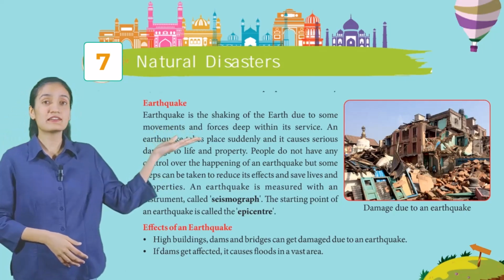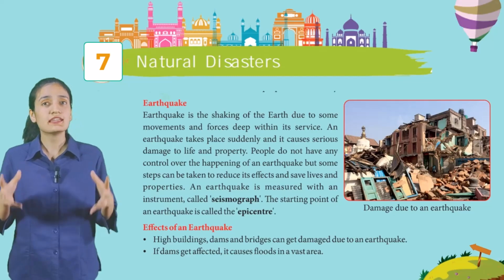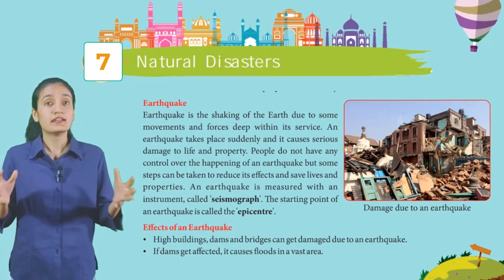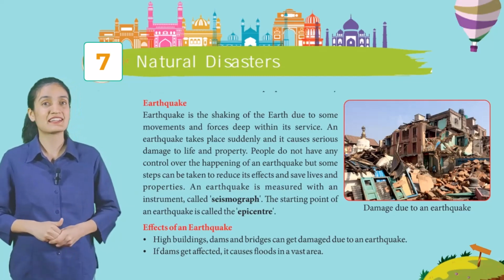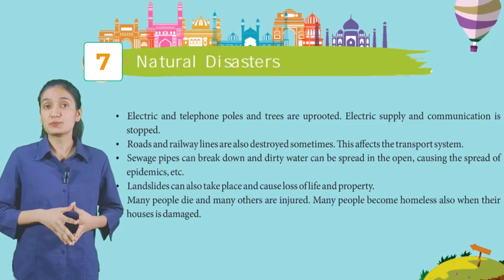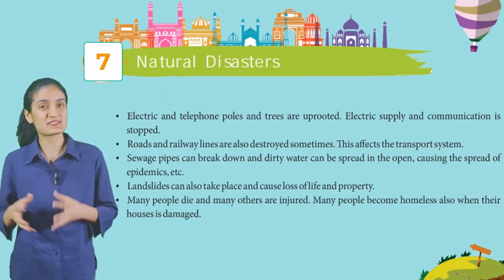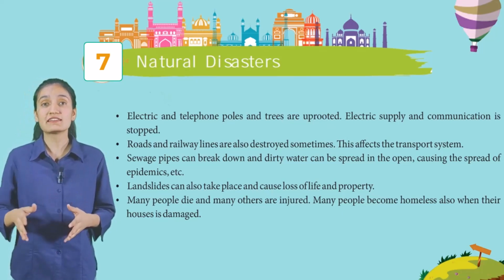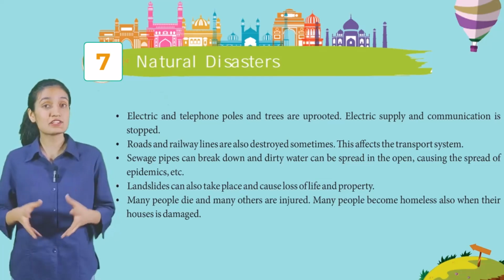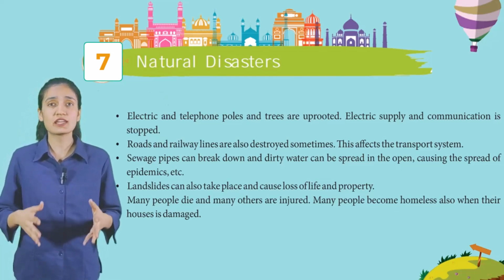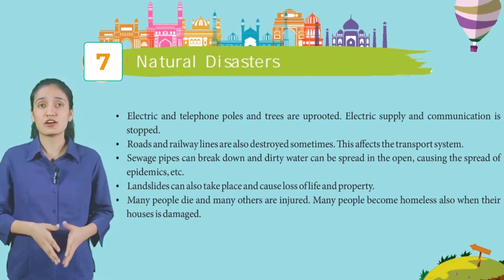Now, effects of an earthquake. High buildings, dams and bridges can get damaged due to an earthquake. If dams get affected, it causes floods in a vast area. Electric and telephone poles and trees are uprooted. Electric supply and communication is stopped. Roads and railway lines are also destroyed sometimes. This affects the transport system. Sewage pipes can break down and dirty water can spread in the open, causing the spread of epidemics, etc.